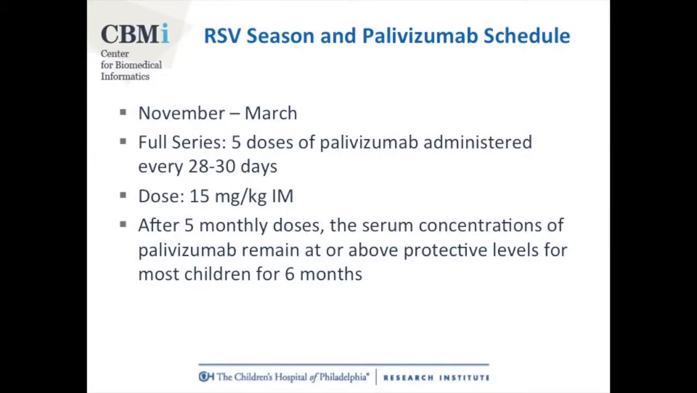So just to review some things about the RSV season, in our part of the country, the RSV season is running from November through March. The full series of palivizumab administers 5 doses given every 28 to 30 days, so approximately monthly. The dose is 15 milligrams per kilogram delivered IM. And after administration of 5 monthly doses, the serum concentrations of palivizumab remain at or above the protective levels that have been defined in studies for most children for 6 months. So while they get 5 doses over the course of 5 months, they are able to achieve serum protective levels for 6 months total.